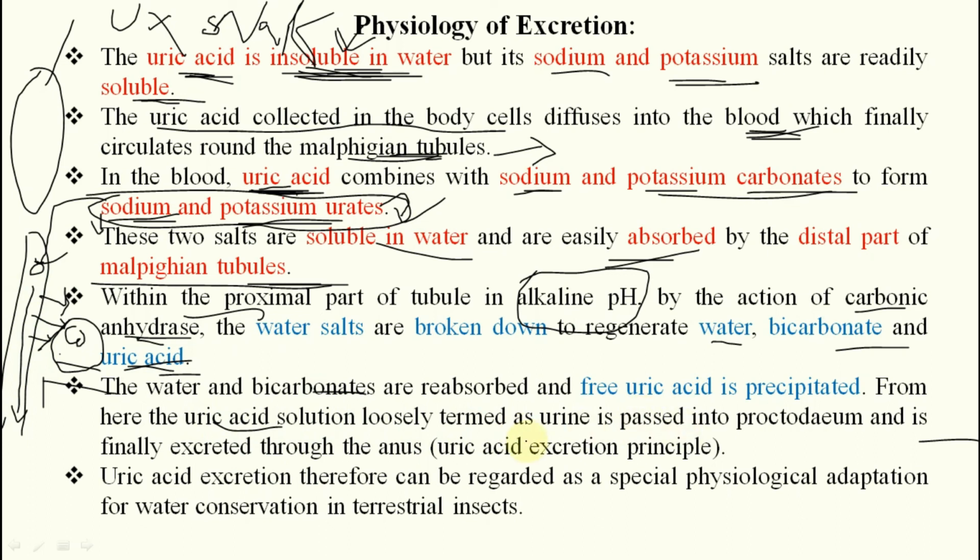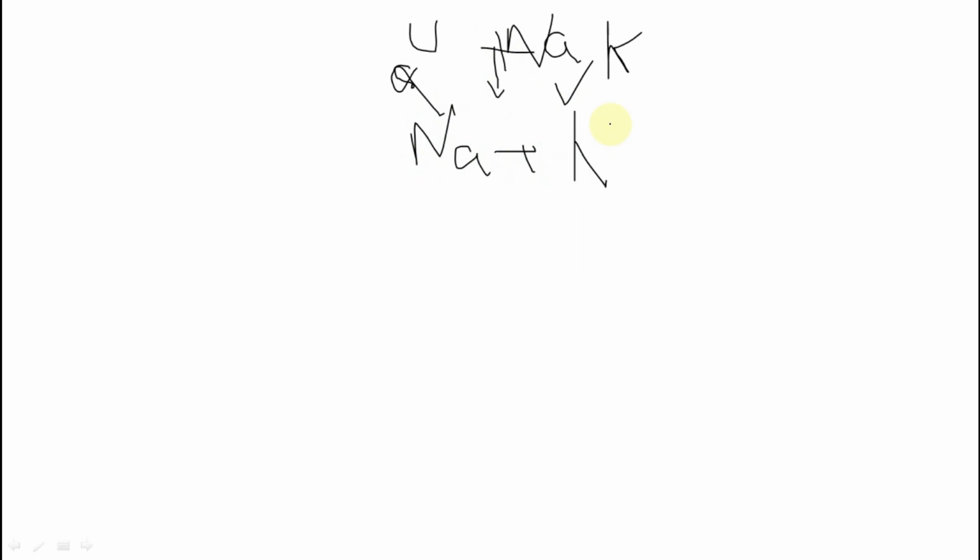Then excretion will occur. It will pass into the proctodeum and is finally excreted through the anus. This is the uric acid excretion principle. You see, what is the first step? Uric acid is there, sodium carbonate is there, and potassium carbonate is there. Step by step we will understand. Now, what happened? This is insoluble, these two are soluble. Now what will happen? They will combine to form sodium urate and potassium urate. This will be absorbed by the Malpighian tubule.